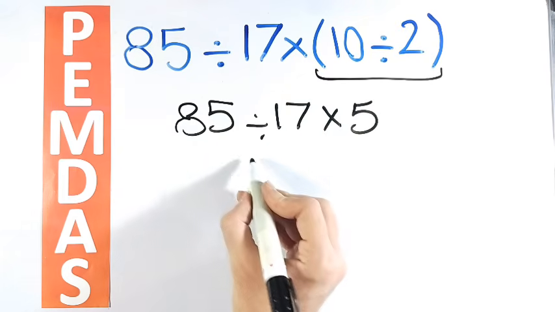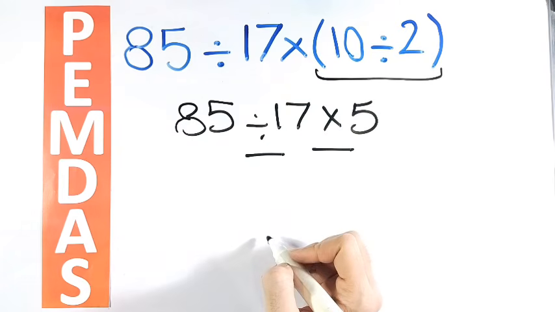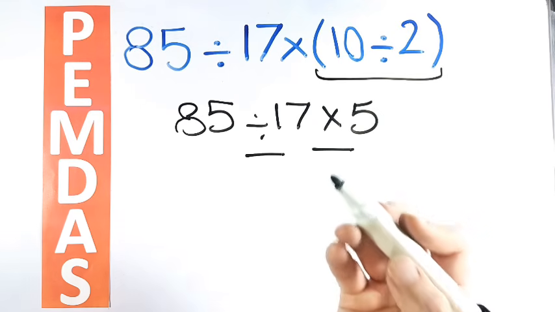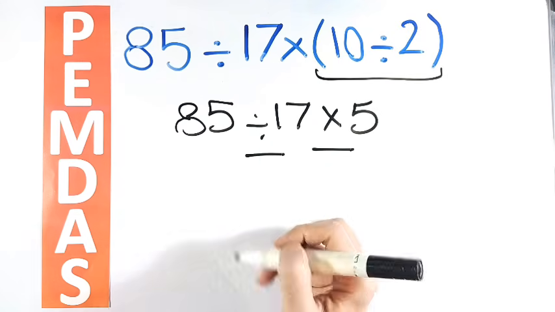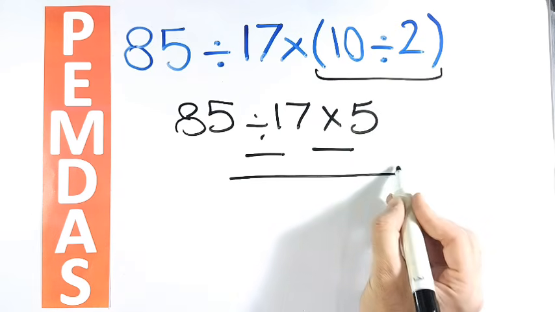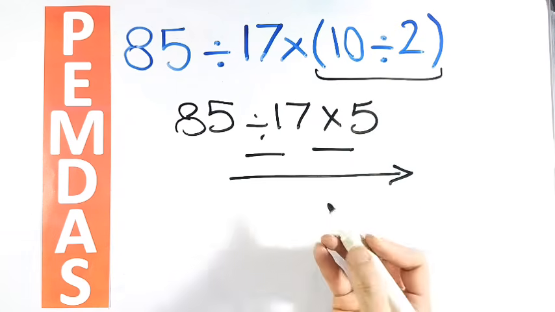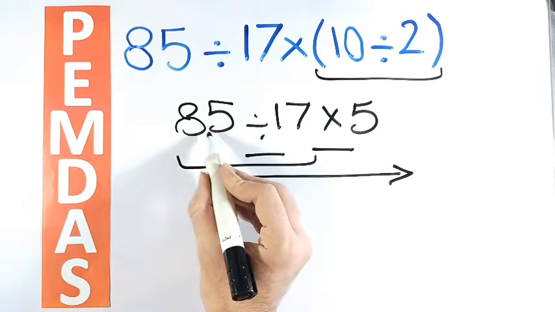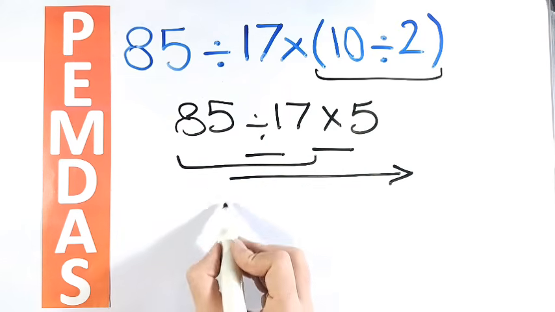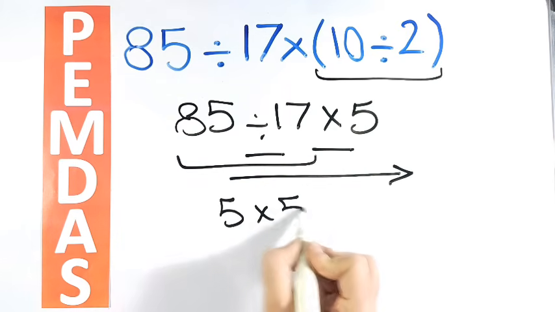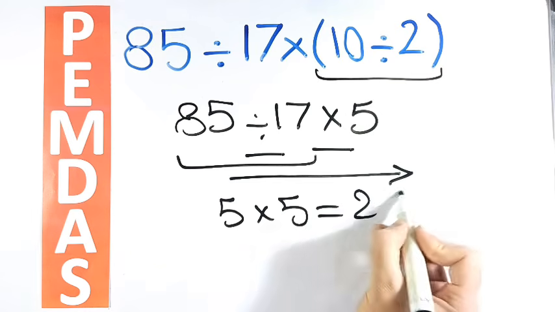And the next step, we move on to the division and multiplication. However, we must pay close attention that multiplication and division have the same level of priority and we must perform these two operations from left to right. So, first we go for the division between 85 and 17. And instead of this expression, we can write 5 multiplied by 5, which finally gives us the answer 25.